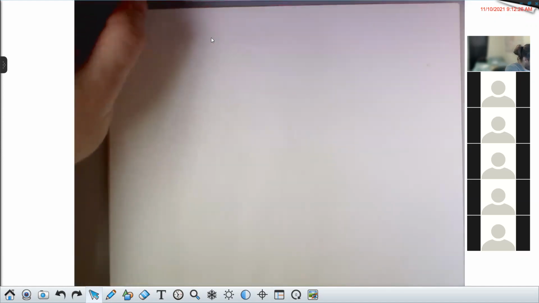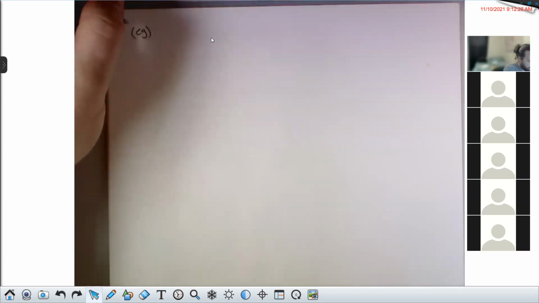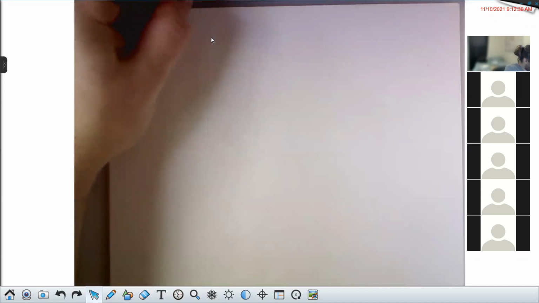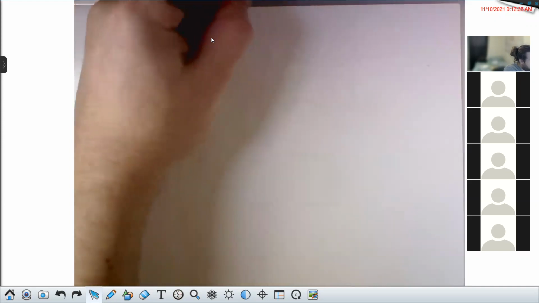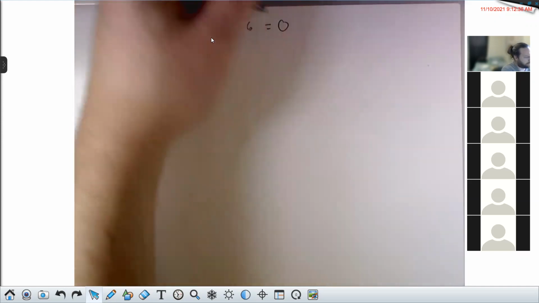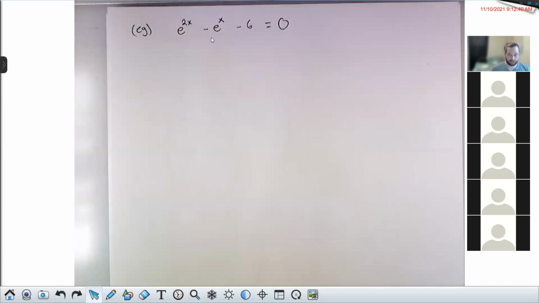One of my favorite examples here, we look at e to the 2x minus e to the x minus 6 equals 0. Certainly an exponential equation. All right, my variable is up here in the exponent. It's here in 2 terms. So there's no easy way to isolate the exponential here. It can be done, but it's not going to be like add the 6 over or anything like that. That's not going to work.